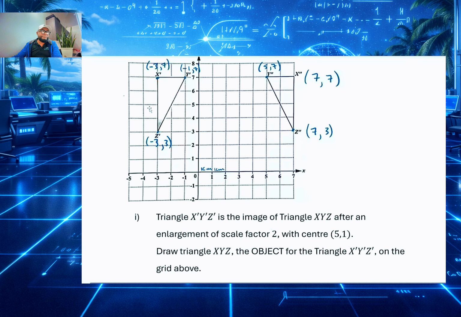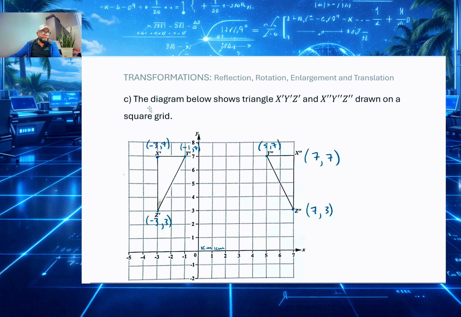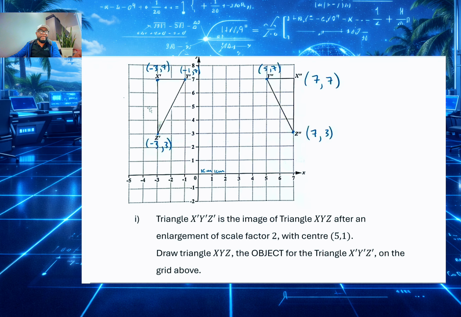So the triangle X', Y', Z' is the image of triangle X, Y, Z after an enlargement of scale factor 2, right? So this is actually the image after an enlargement, with center (5, 1). So the first thing I want you all to do is locate the center (5, 1). So my center would be here. Locate your center. This is your center of enlargement. Okay? And this is how it works.